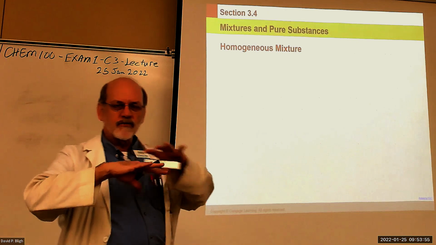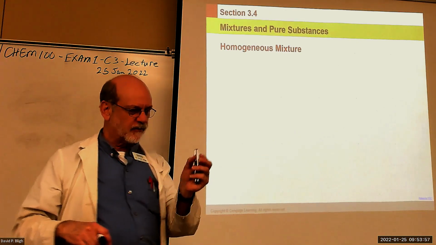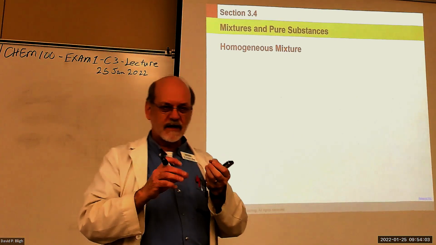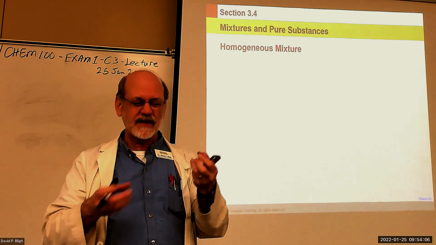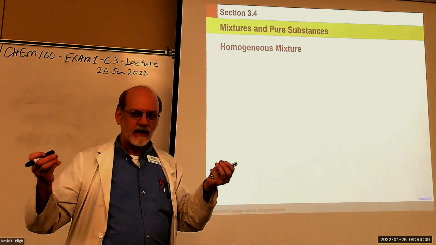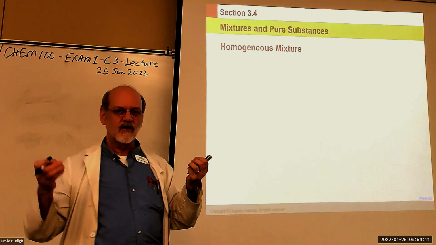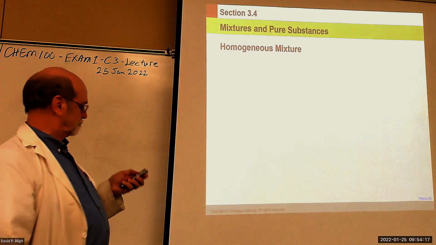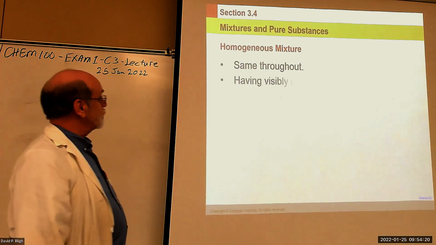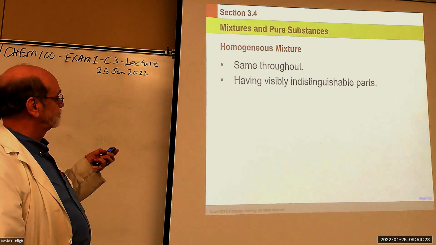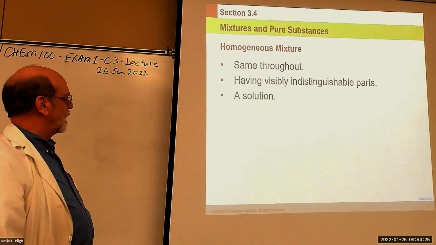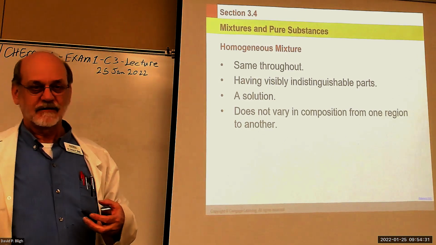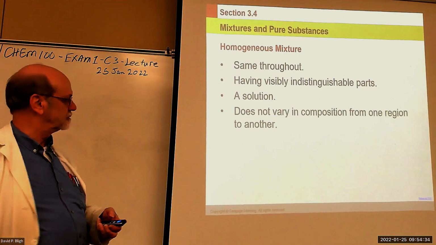are uniform throughout. Right? If you take a small sample out of a homogeneous mixture and take a sample from a different location out of that same mixture and analyze them, they will have exactly the same percentage of pure substances in combination. That's a homogeneous mixture. Okay, it's the same throughout. That's what homo means, same. And we give that a special name. It's called a solution. Right? All solutions are homogeneous mixtures.